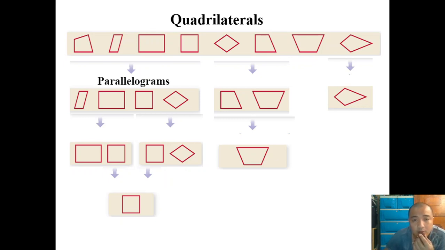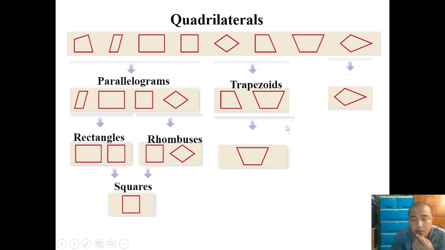Let's start with the parallelograms. So these are the different kinds of parallelograms. These are the different kinds of rectangles. These are the different kinds of rhombuses, squares, and also trapezoids. This is an isosceles trapezoid in which the legs are congruent. And we have also kites.